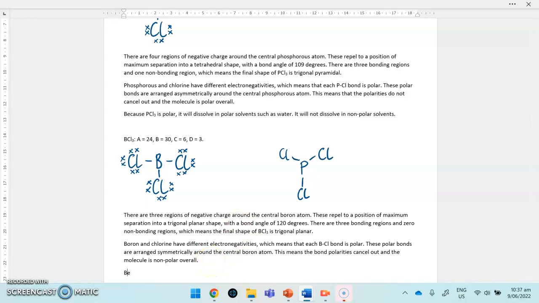Okay, then lastly we say because BCl3 is non-polar, it will dissolve in non-polar solvents. It will not dissolve in polar solvents. The rule is like dissolves like. Polar dissolves polar, non-polar dissolves non-polar. Okay, so that's how we'd answer this question.